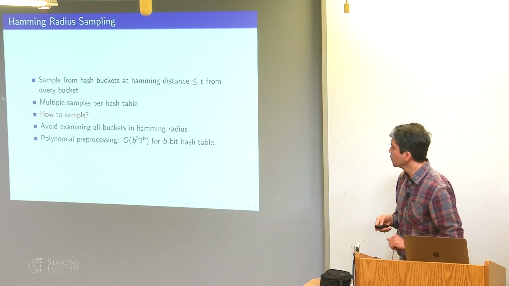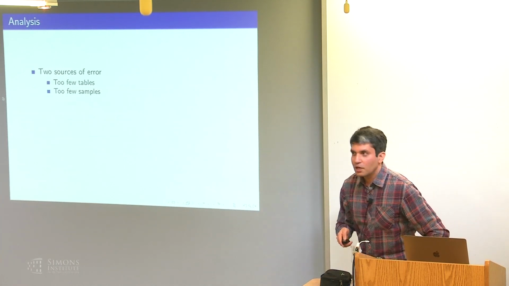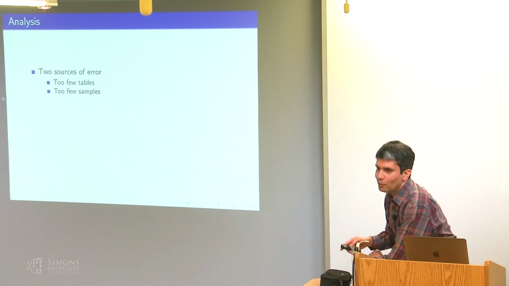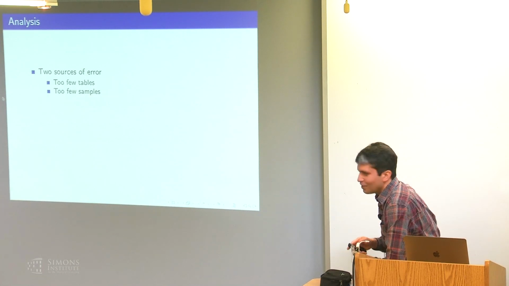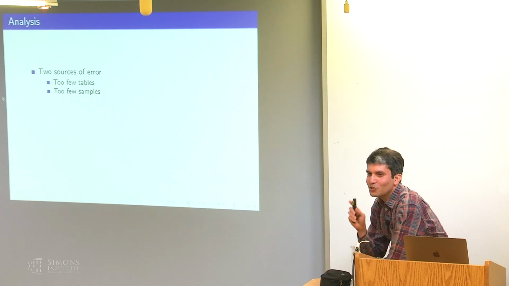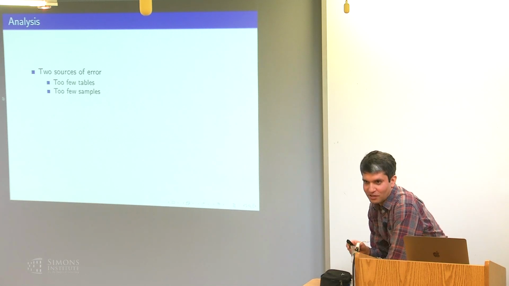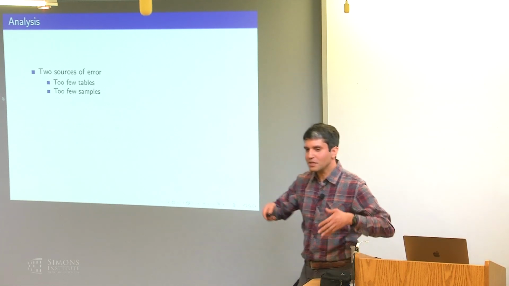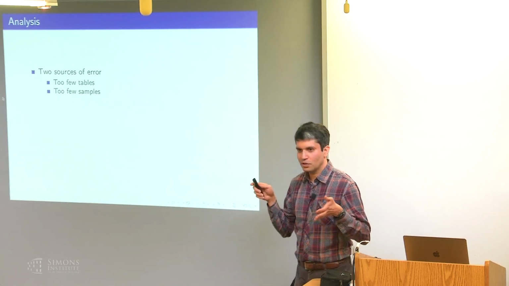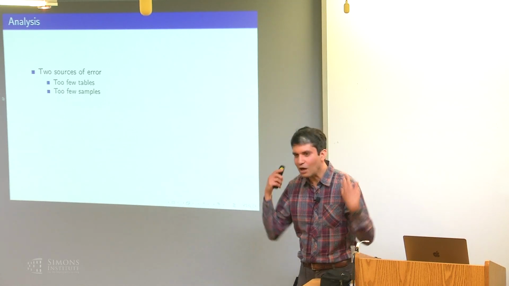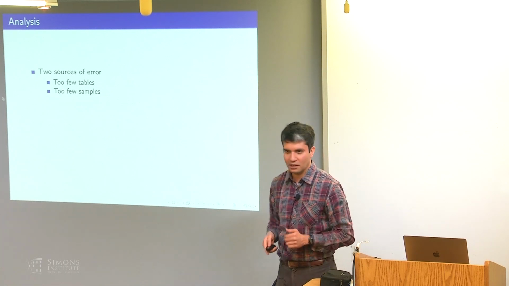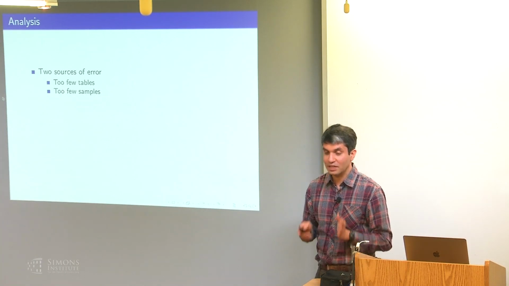All right. I'm over time. I should stop. This is my last slide. There are two sources of error. One issue is if you have too few hash tables, then you have some error baked into your estimates. No matter how many samples you take, you're never going to get better than whatever this baked-in error is. So you have to make sure that you have enough hash tables.